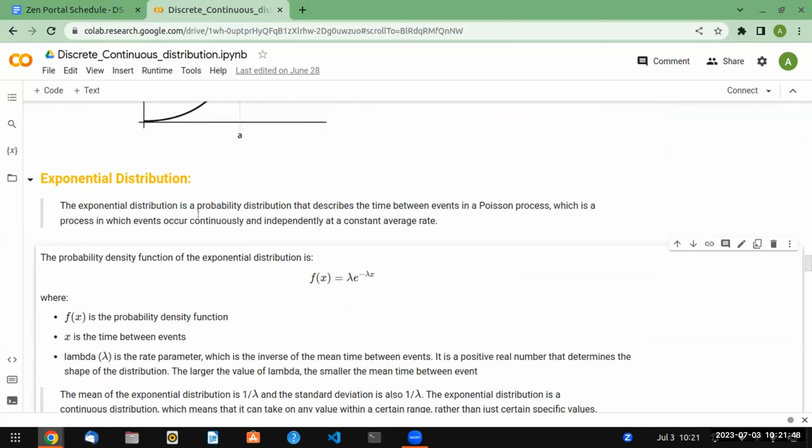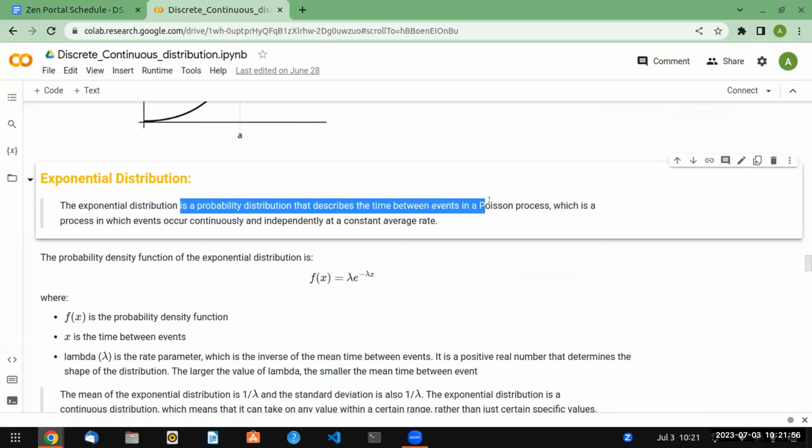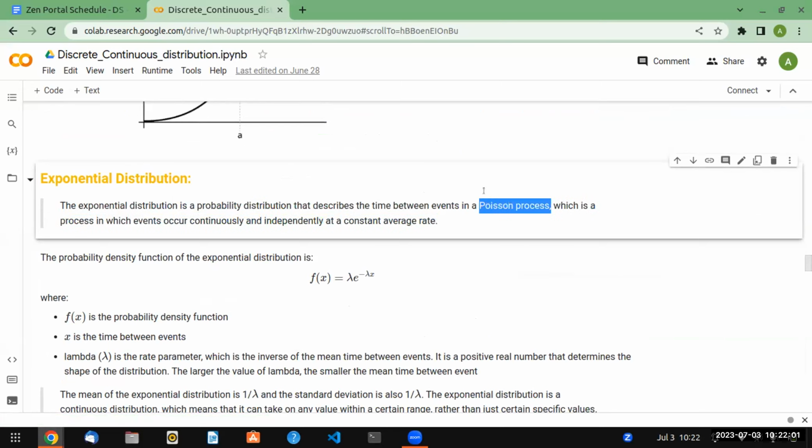Let's try to understand in detail. The exponential distribution is a probability distribution that describes the time between events in a Poisson process. So let's not go into the Poisson process yet. What do we mean by Poisson process? The basic example here is radioactive decay.